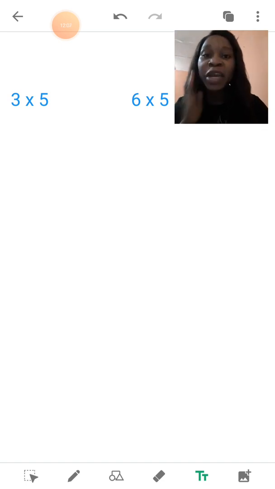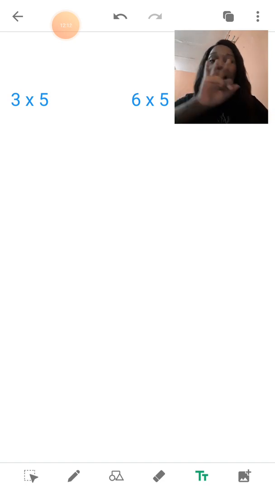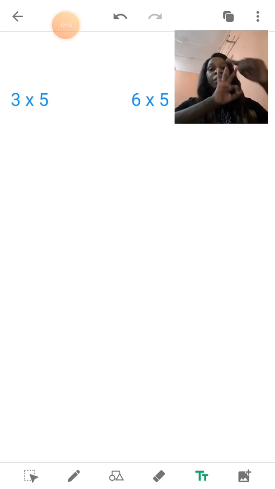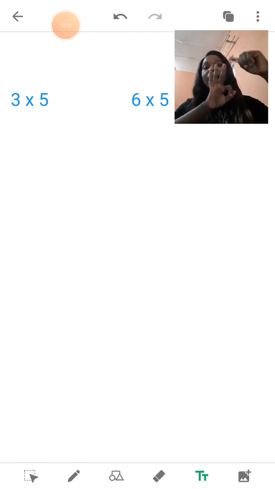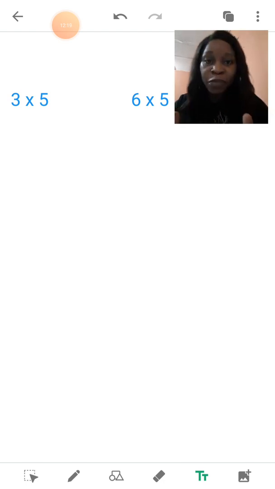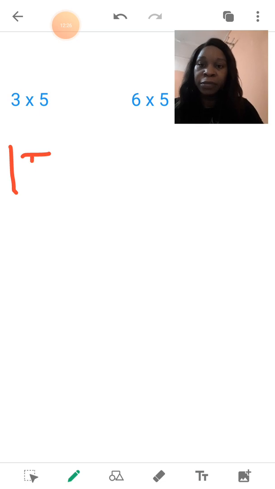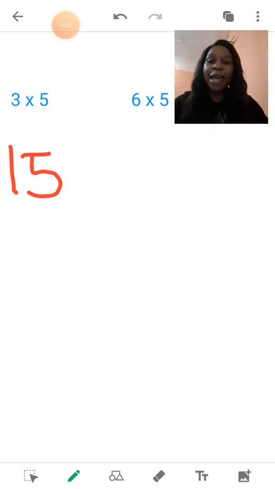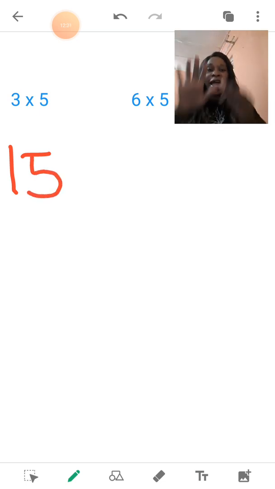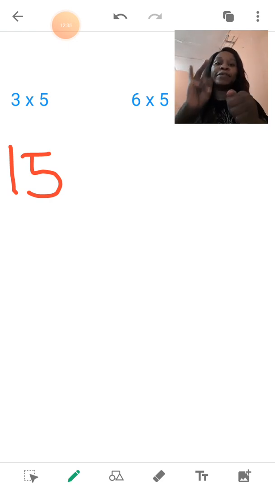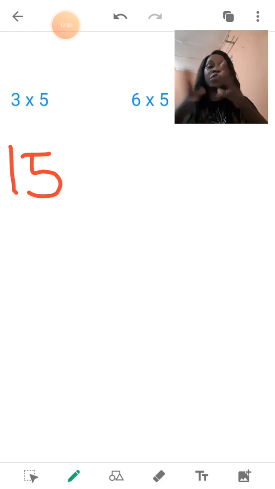Now the figure is 3 times 5. So if I have 3 on my finger, what do I need to do? 5, 10, 15. So 3 times 5 will give us 15. So I will come down, 15. The next one says 6 times 5. I have 6 fingers and I count 5, 10, 15, 20, 25, 30. So 6 times 5 will give us what? 30.